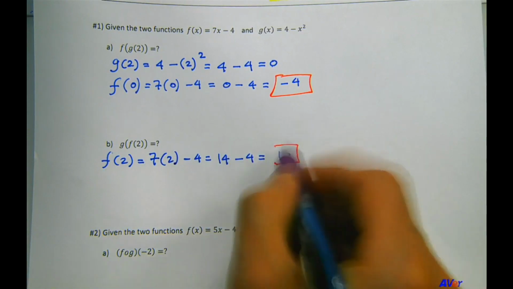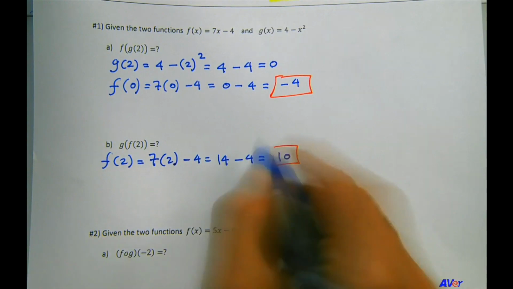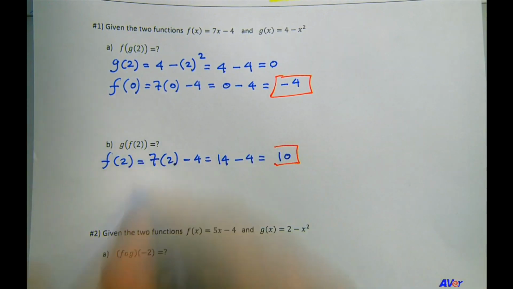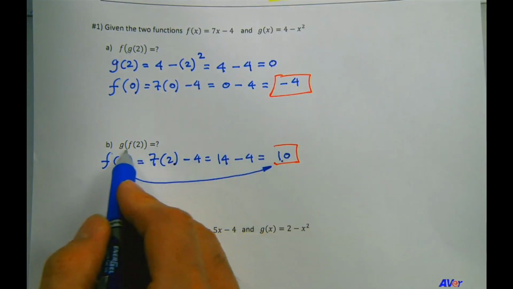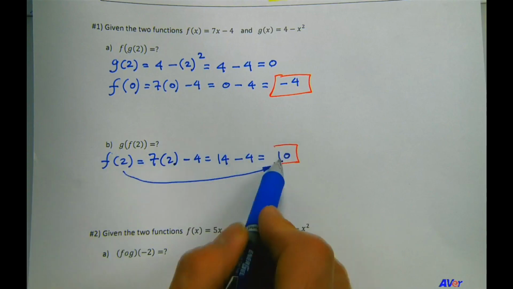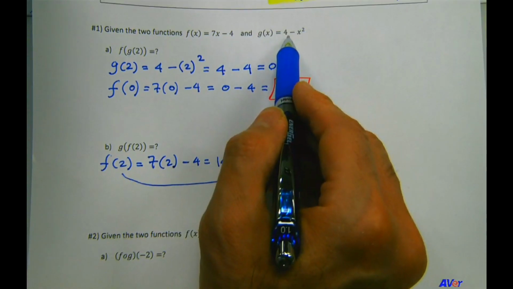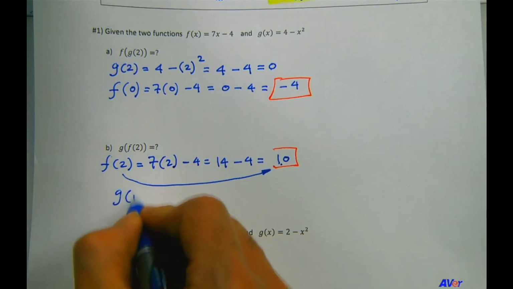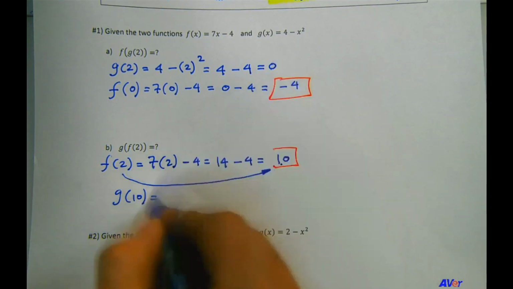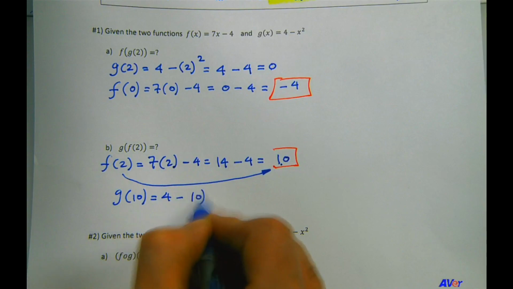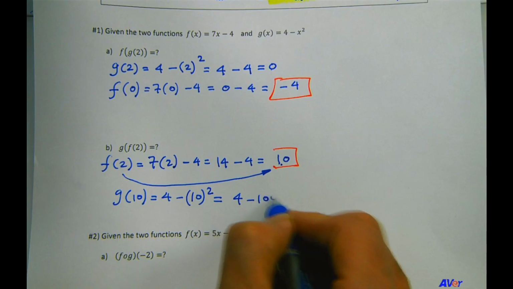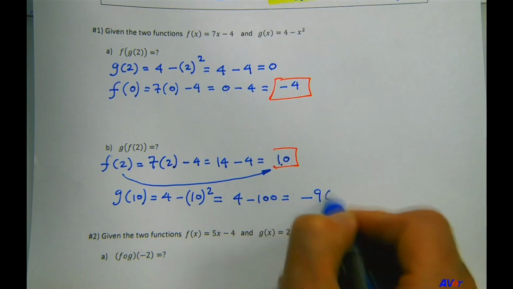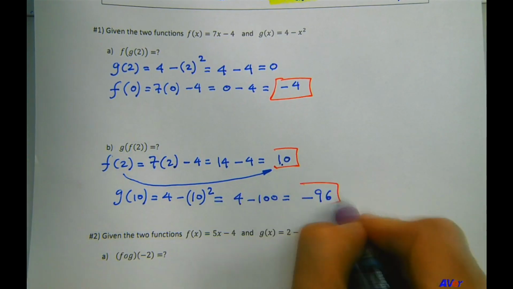Right? Well, not yet. So that's f at 2. So that 10 gets replaced inside G. Right? So 10 goes inside G right there. So G at 10 equals 4 minus 10 squared equals 4 minus 100 or minus 96. That is the final answer.